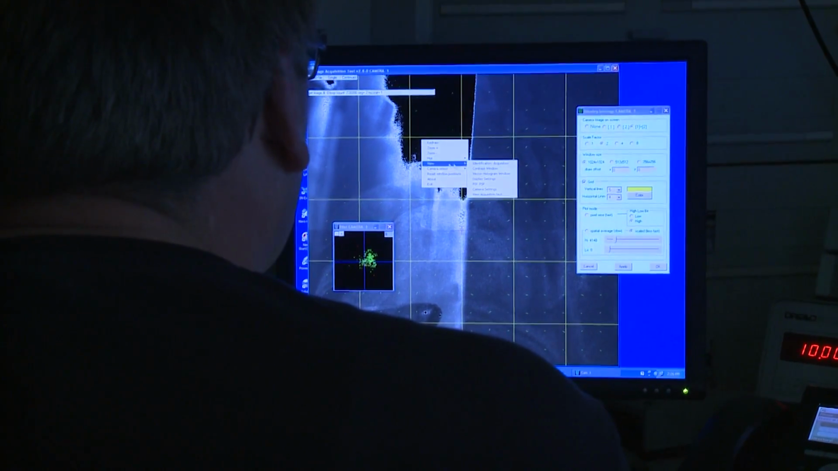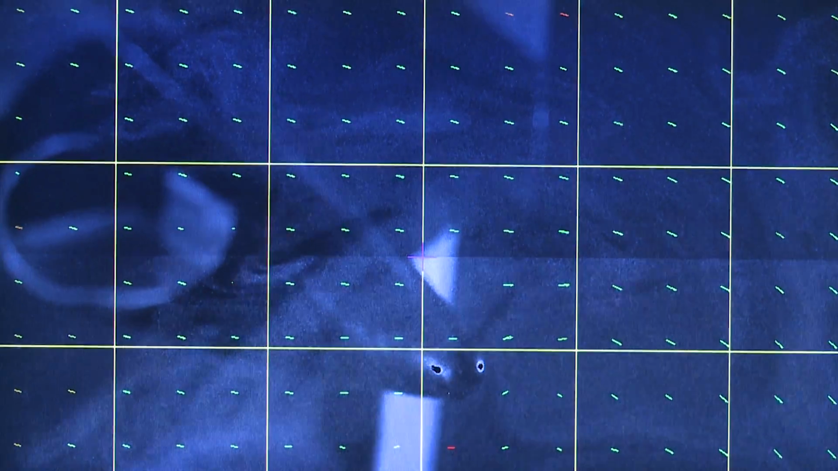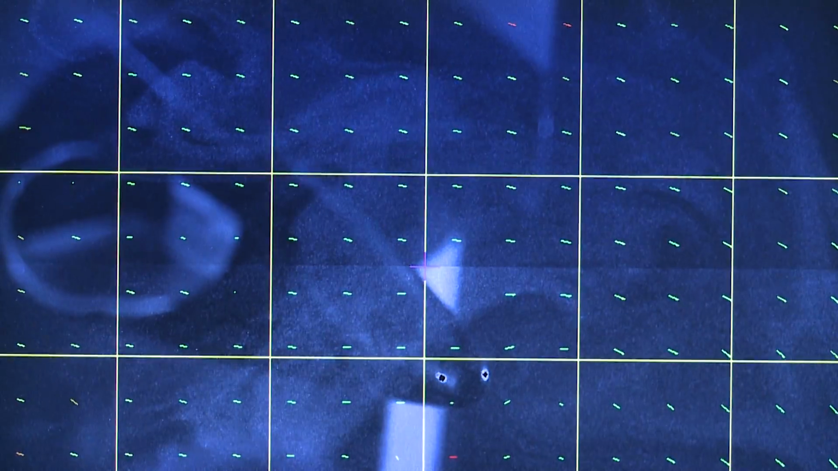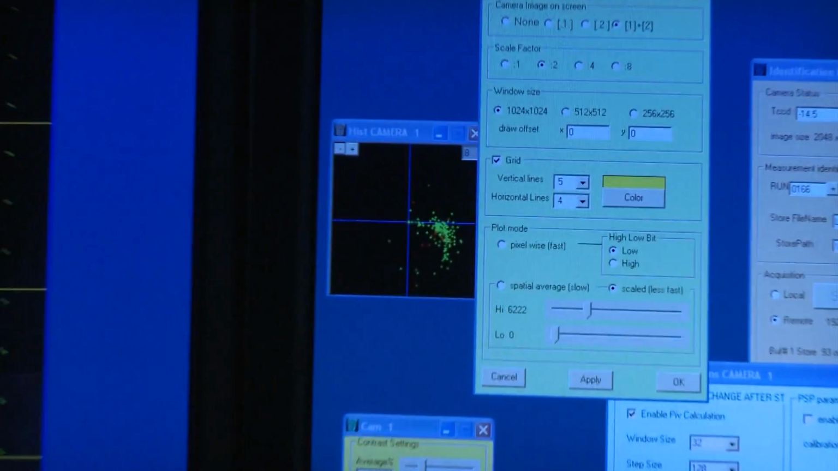By applying two images very close to each other, you can determine the difference in spacing between the particles, and the time between the two images makes it possible to calculate the velocity of the flow field.